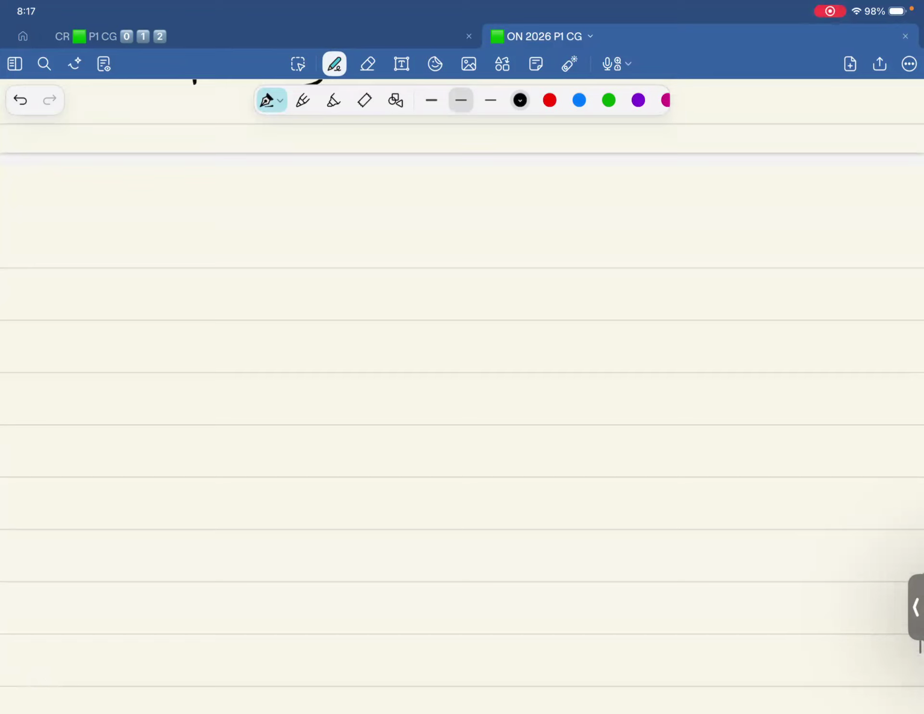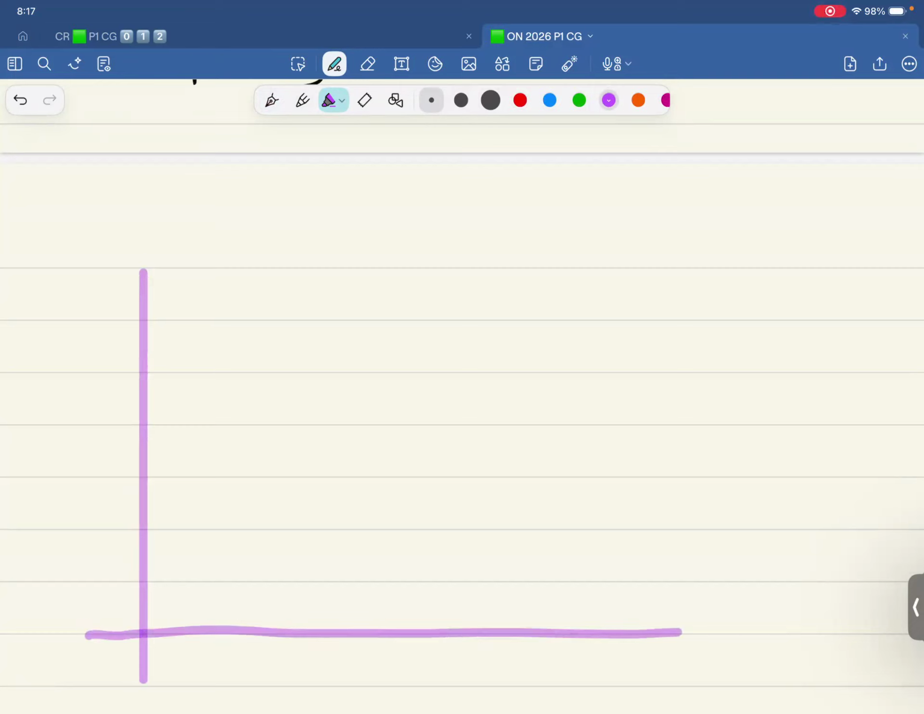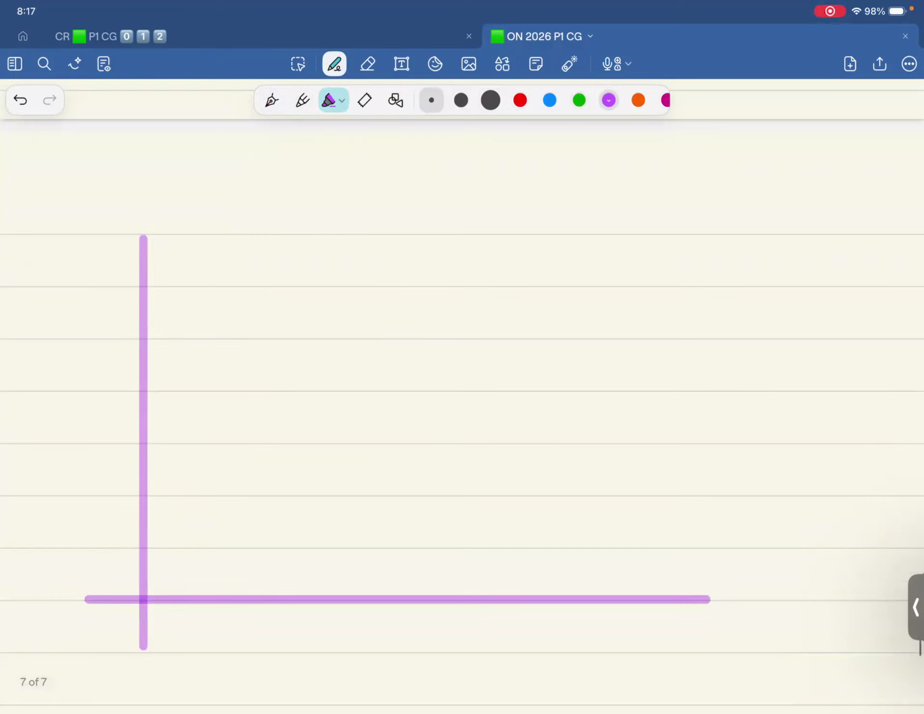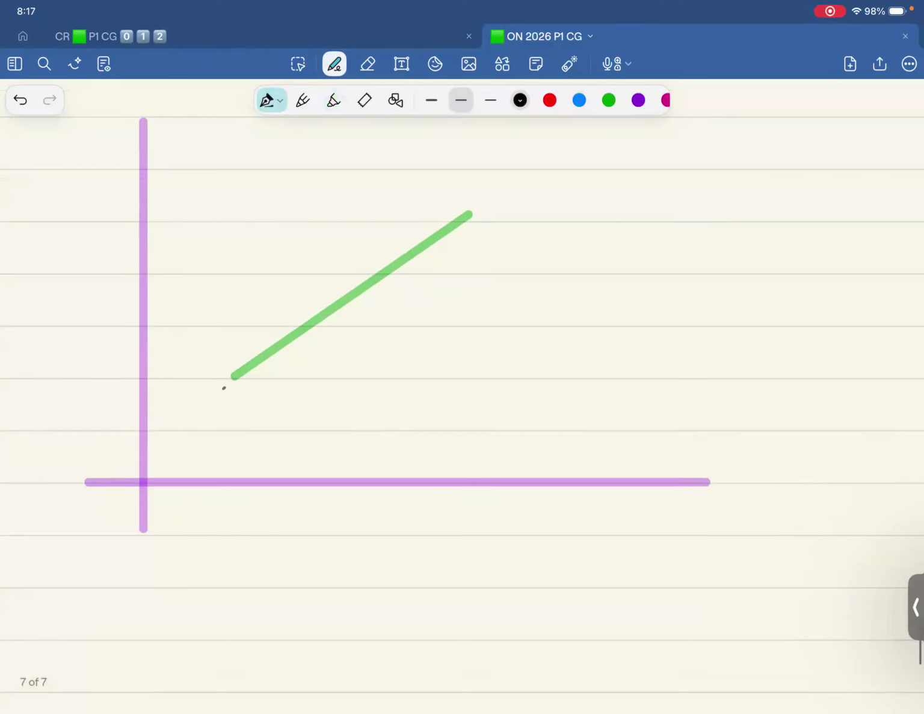Now let's talk about the concept of the distance formula. So this is a point A. This is x1, y1. This is a point B. The coordinates are x2 and y2. And let's talk about this.